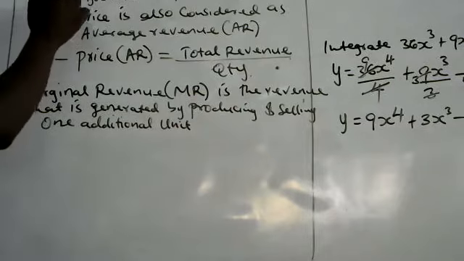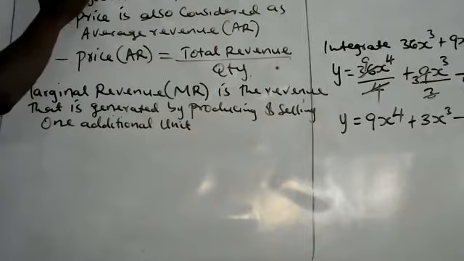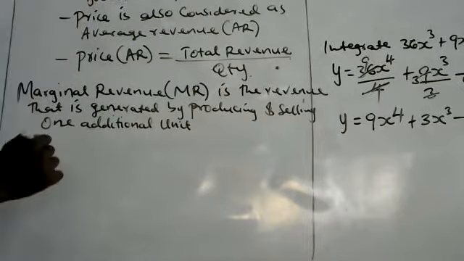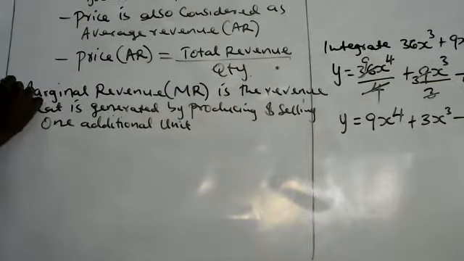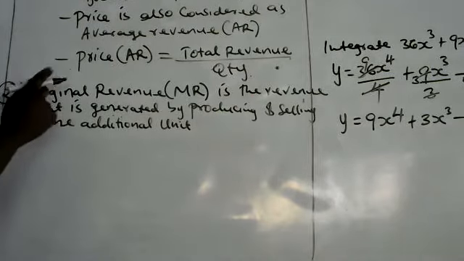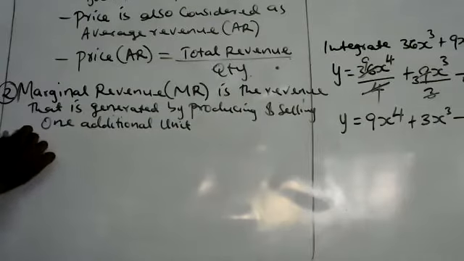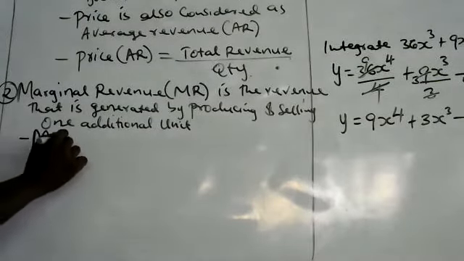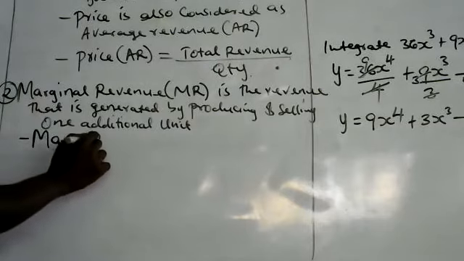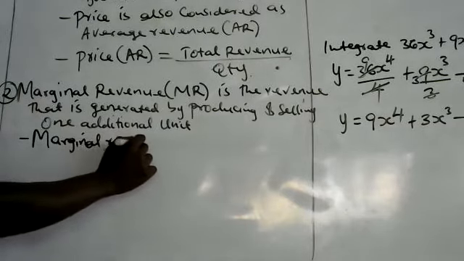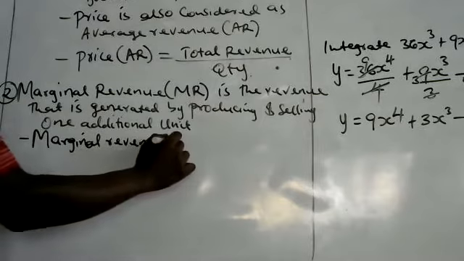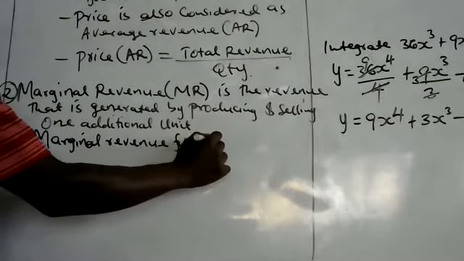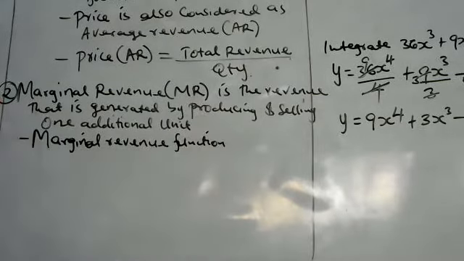Then this one on price cut is to be under note 1. The marginal revenue is to be note 2. This one is note 2 on marginal revenue. Then, still under marginal revenue, you say marginal revenue function. Remember, a function is an equation.